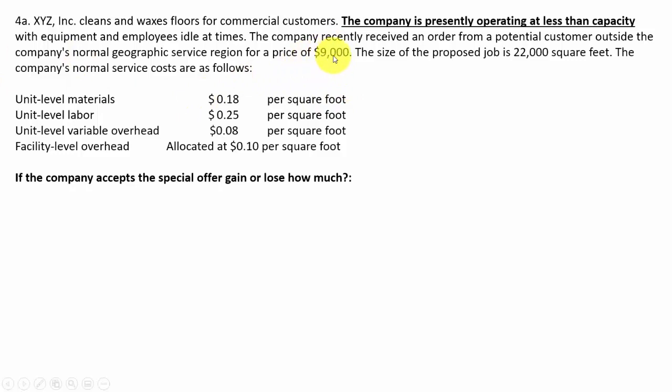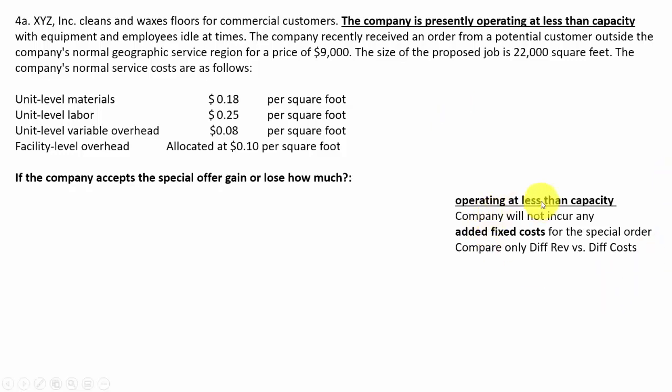We're the accountants, and we're going to see if it makes any sense to go ahead and do this job. The revenue on this job is going to be $9,000. The size of the proposed job is 22,000 square feet. The company's normal service costs are as follows. Now, since this company is operating at less than capacity, the only thing relevant here is variable revenue compared to variable costs. And in this problem, they're going to call those variable costs incremental costs. That is the change because of this order.